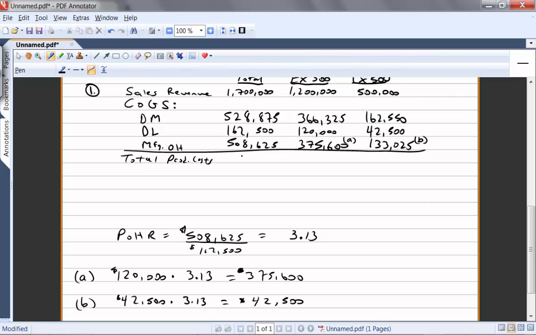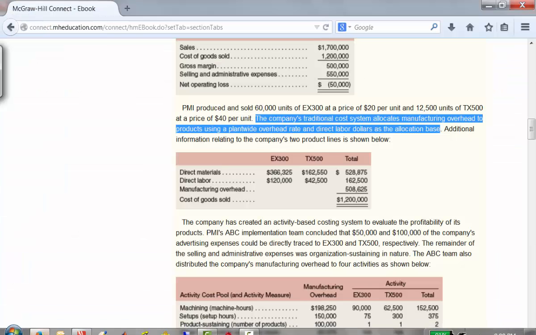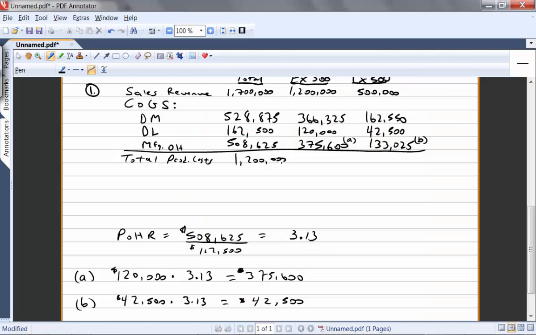So the total product costs would be, well, in total 1.2 million. That's the total cost of goods sold, and that jives with what they told us right here. If you add those numbers up there, you get 1.2 million, these three numbers. And then for the E product, it is 861,925, and for the T product, it's 338,075. I'm just adding these three numbers.